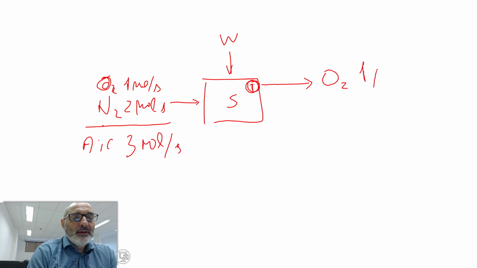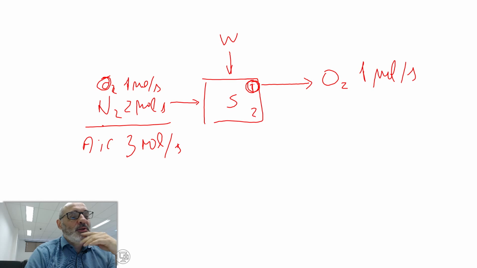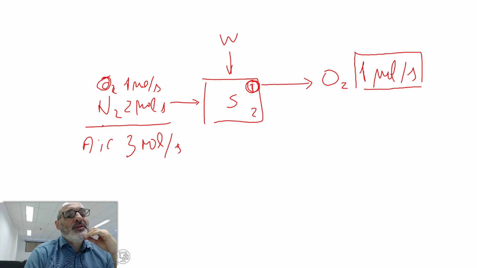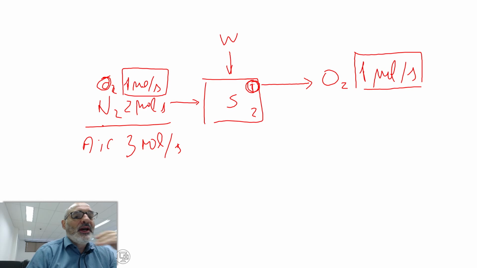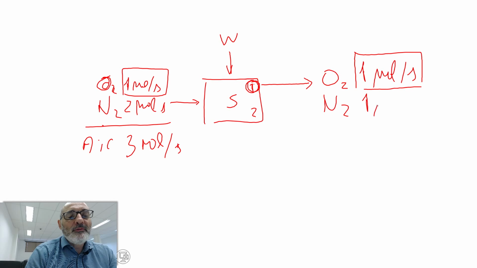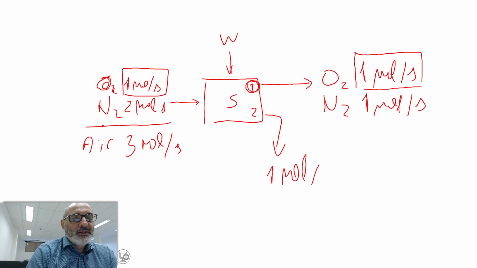So I have 1 mole per second of oxygen at this exit. This means that there is no oxygen at exit number 2. But this is not necessarily a perfect separation, because I can have 1 mole per second of oxygen, which is all the oxygen I have at the input, but I can also have, for instance, 1 mole per second of nitrogen, and of course I have 1 mole per second of nitrogen at 2.